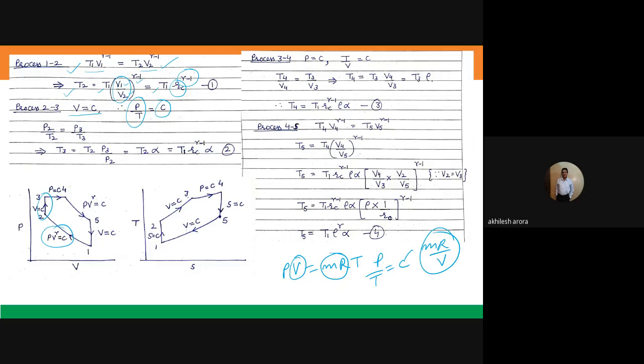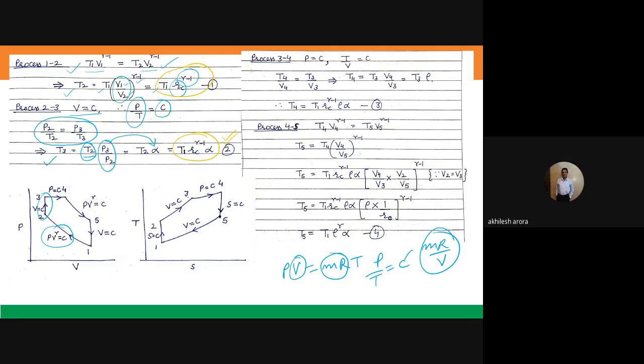So then now we can write it as P2 by T2 is equal to P3 by T3. So from here, T3 comes out to be T2 times P3 by P2. And you must remember that P3 by P2 is written as alpha. And this is T2. Now we can put the value of T2, which is given by, you can see from equation number 1 here, T2 is given by T1 RC raised to power gamma minus 1. So the value of T3 comes out to be T1 RC raised to power gamma minus 1 into alpha. This is equation number 2.